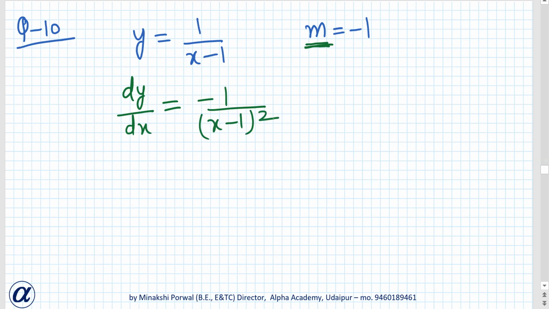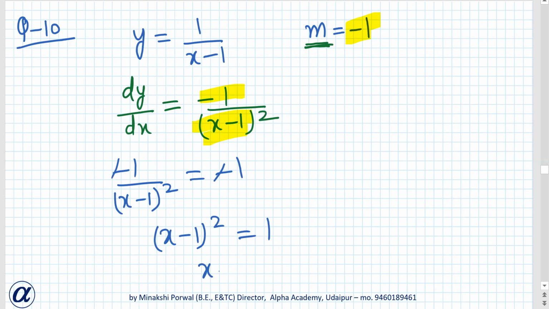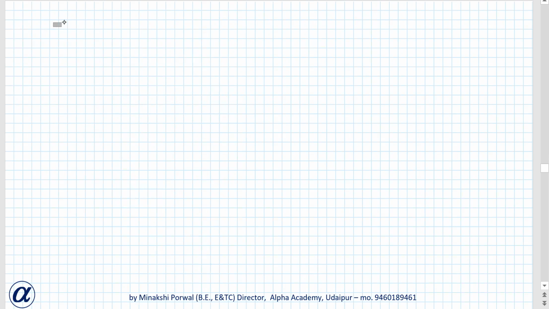Now we'll equate both of these. So minus of 1 by x minus 1 the whole square equals -1. So x minus 1 the whole square equals 1, so x minus 1 equals plus or minus 1. So x minus 1 equals 1, and x minus 1 equals -1. So x equals 2 and x equals 0. These are the two values.